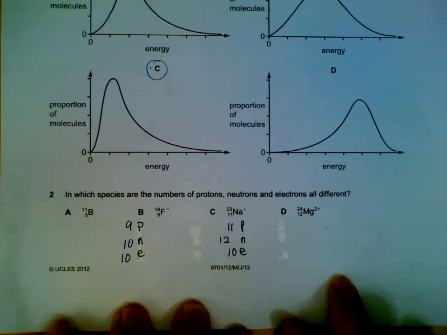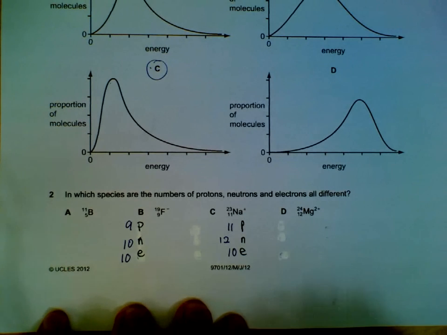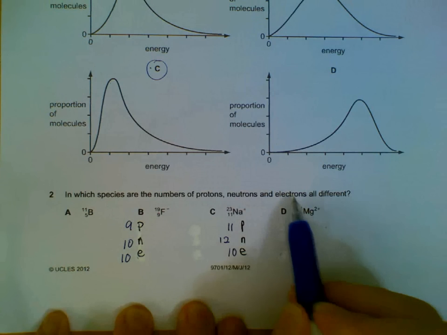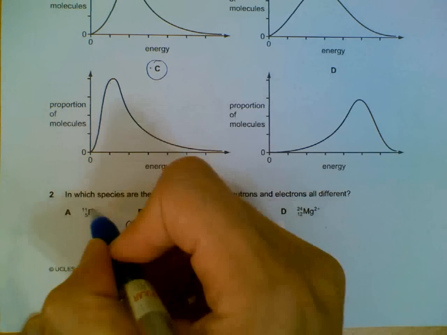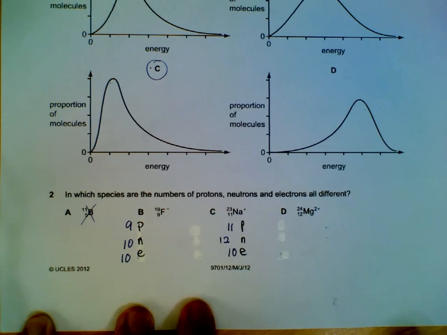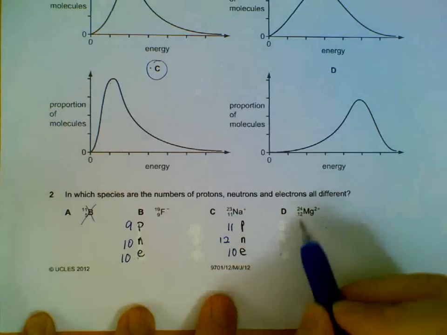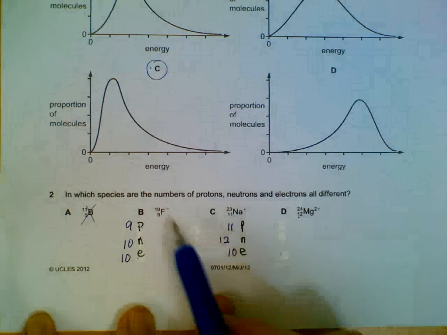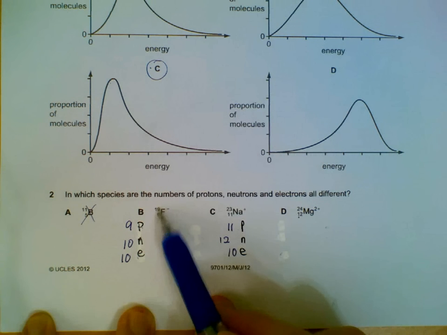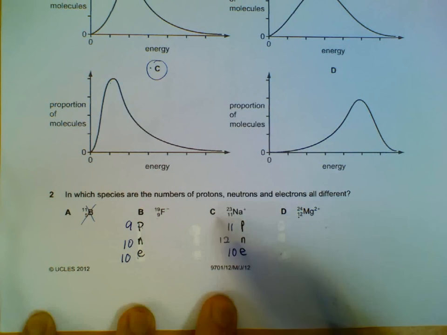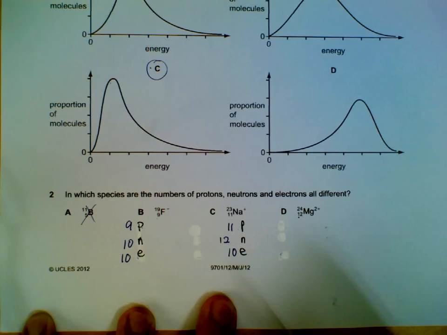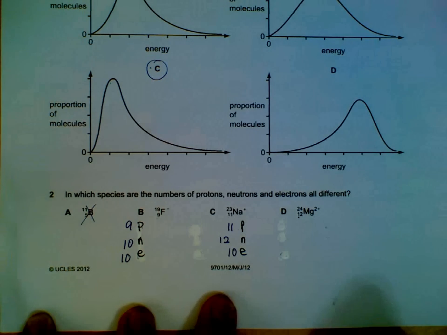In which species are the numbers of protons, neutrons, and electrons all different? Now, if they are all different, electrons and protons, at least you will have a charged particle. So B, which is not charged, will be out. Magnesium will have 12 protons and 12 neutrons, that will be out. And then if you just do a quick calculation, protons the bottom number, neutrons the difference between the top and the bottom, we will have C having all different numbers of protons and electrons.